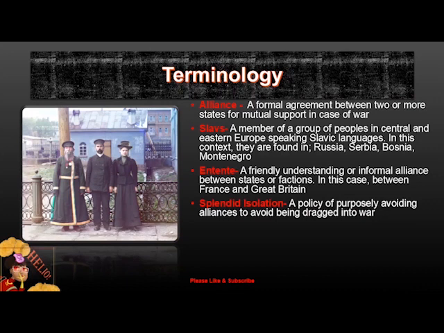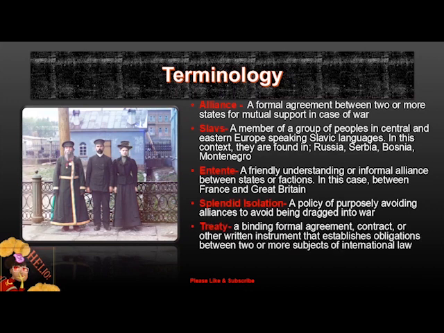A splendid isolation. This is a policy of purposely avoiding alliances to avoid being dragged into war. We can see this in the case of Great Britain, where they established a splendid isolation in order to prevent any more war, really. Then we have the treaty. A treaty is a binding formal agreement, contract, or other written instrument that establishes obligations between two or more subjects of international law.